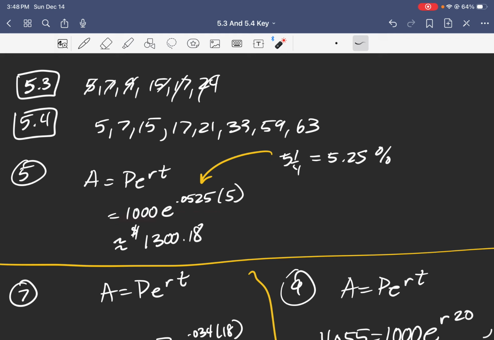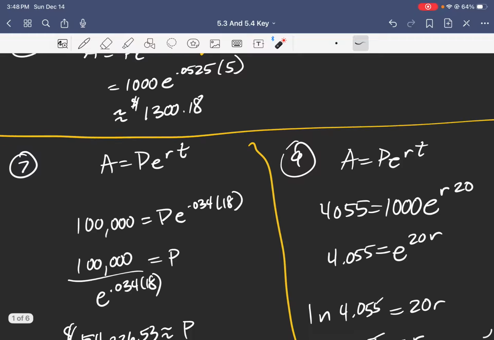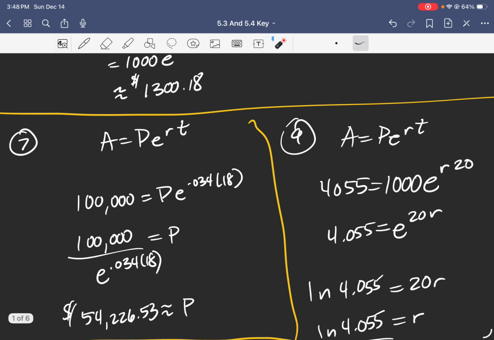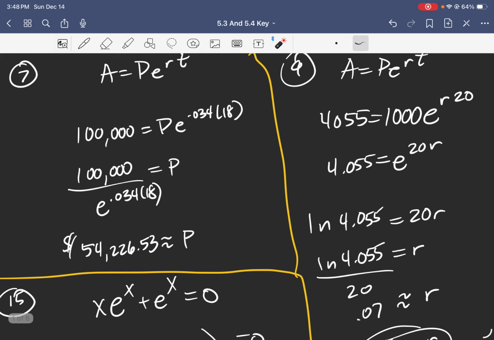So we do 1,000 times e raised to this number. We get approximately $1,300.18. Similarly, they said, what principal would we need if we end up with $100,000 at a rate of 3.4%? So that'd be 0.034 for 18 time steps. Since p times this number is equal to this number, we divide both sides by e to the 0.034 times 18, and we get that p is approximately equal to this.